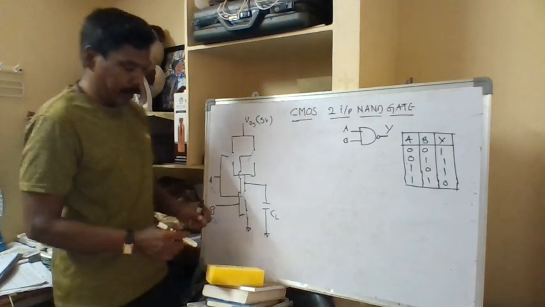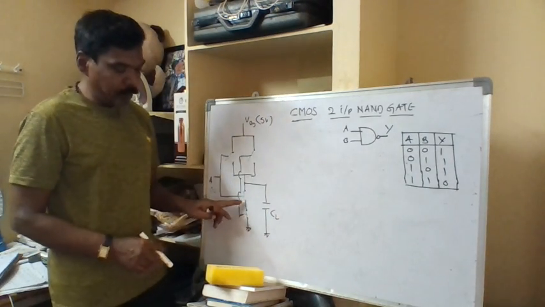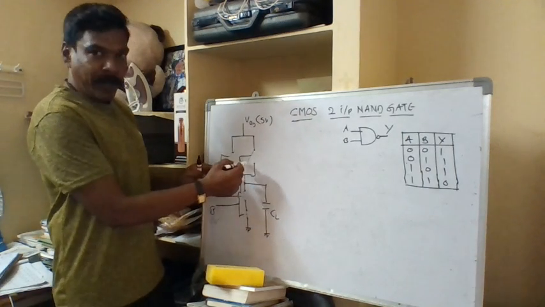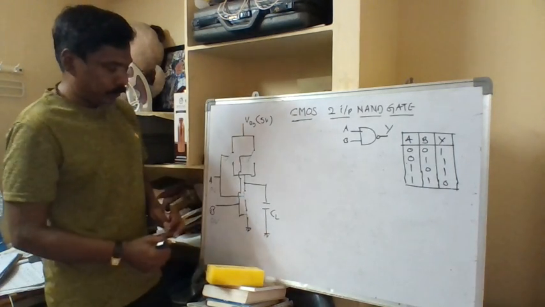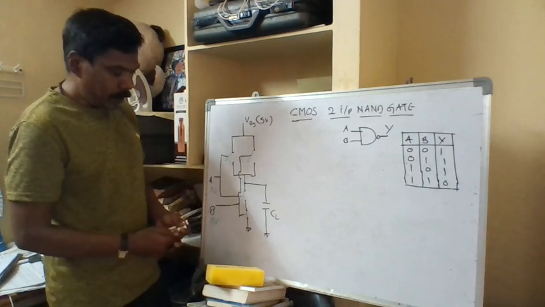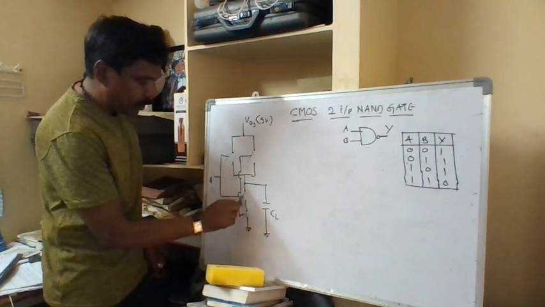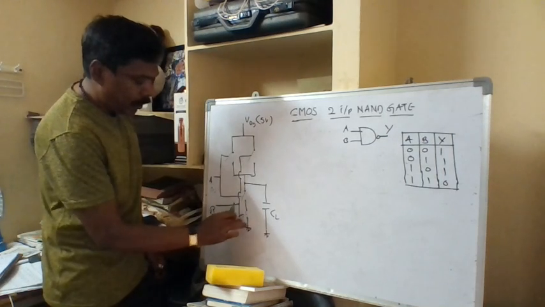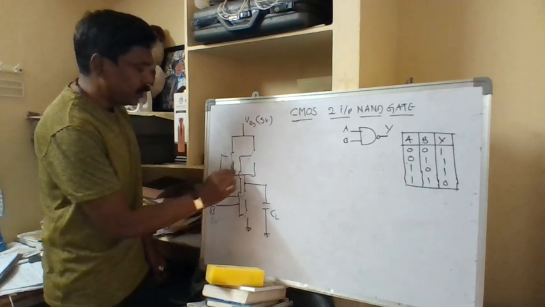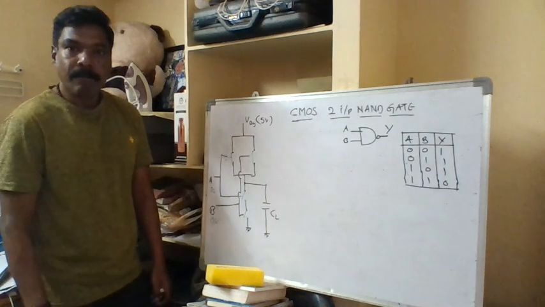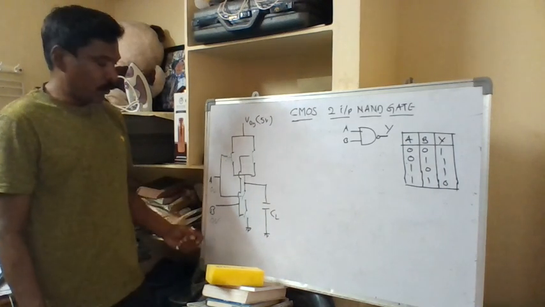So let us see how it is happening. When both inputs are 0, 0, the bottom switches are closed and the top switches are open. Sorry, it is actually the other way around. So the bottom two have to be open and the top has to be closed, when the inputs are 0, 0 volts.